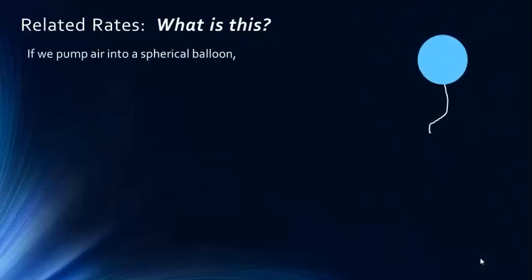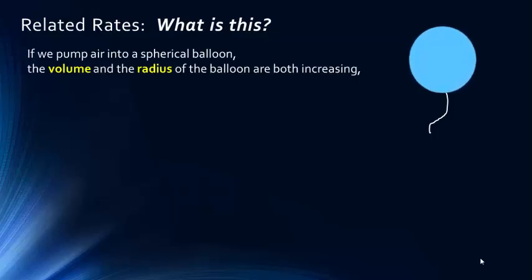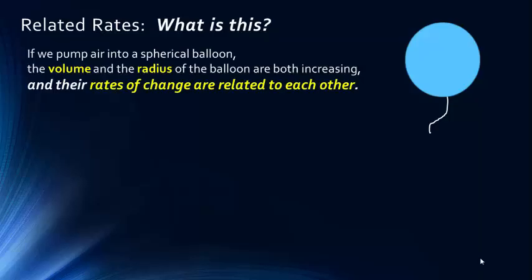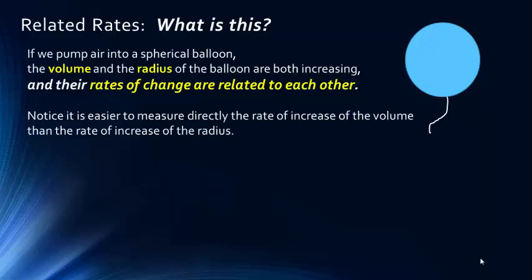Notice if we pump air into a spherical balloon, the volume of the air inside the balloon is increasing, but also the radius is increasing, okay? And the rate of increase of the volume and the rate of increase of the radius are both related to each other. In general, it's much easier to measure the rate of increase of the volume. We could calculate with some instrument how much air we're pumping in per minute, per second, than it is to actually calculate the rate of increase of the radius.